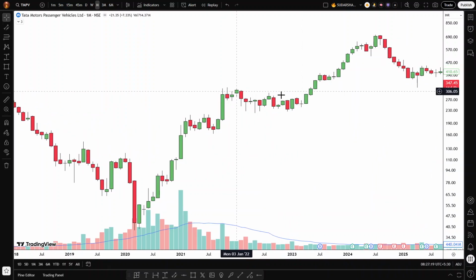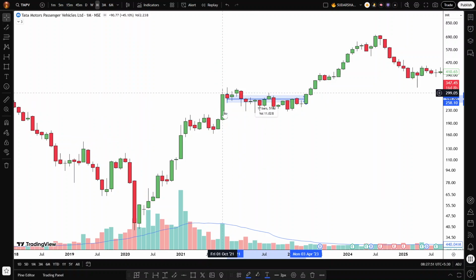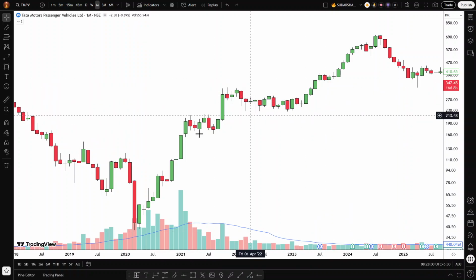So it took some rest. Nicely took some rest. It didn't fall below this candle. In fact, it stood off of this candle. In all these months, it spent almost 17 months. In spite of 17 months, it could not break this candle, stating there is still fire left in this stock.